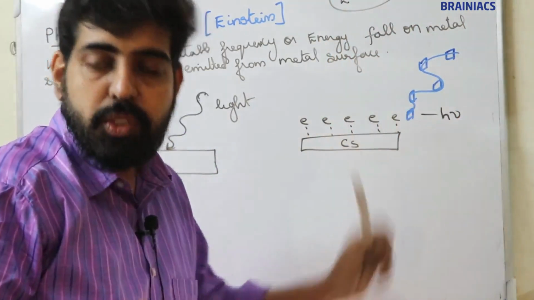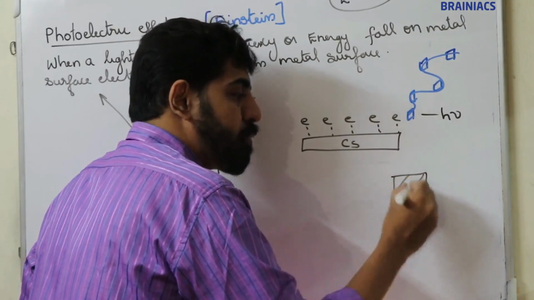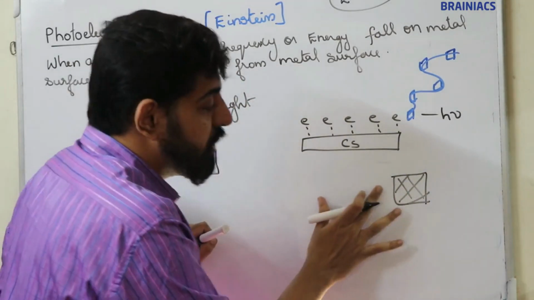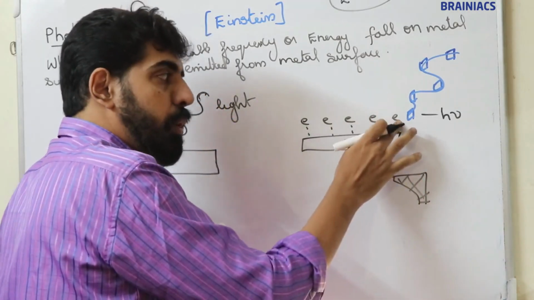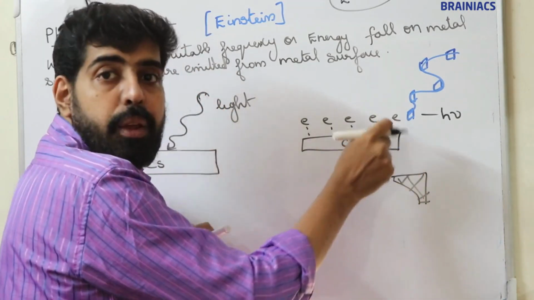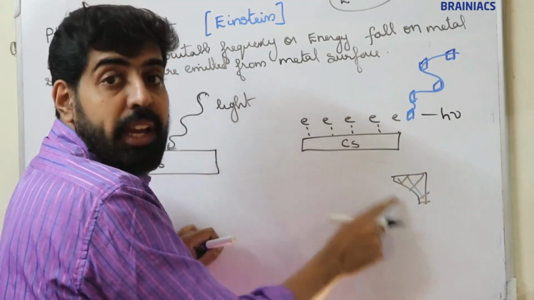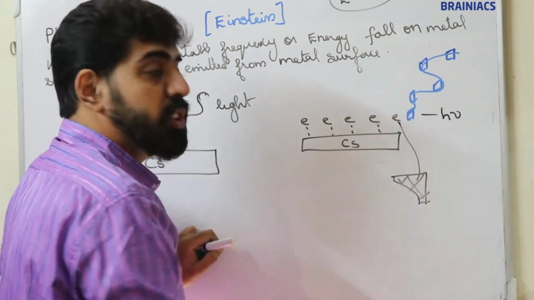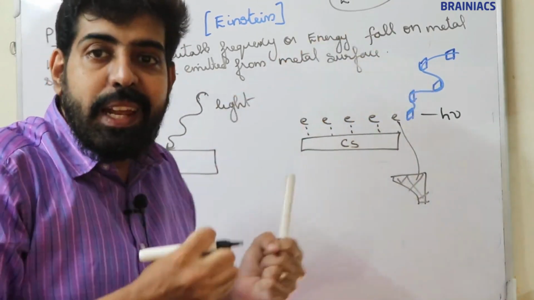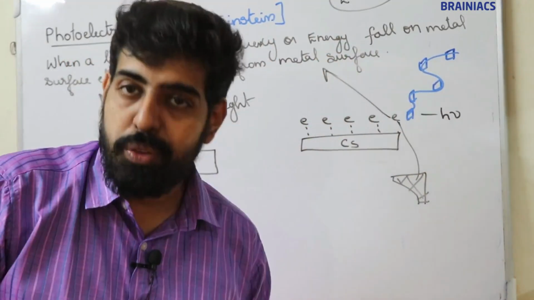When this packet strikes on metal surface, some amount of energy of this packet is used to cleave the bond, the attraction between surface and the electron. Okay, now this electron is free. The remaining energy of the packet is supplied to that electron. Now the electron gains the energy, so that the electron will move from the surface. This is actually photoelectric effect.